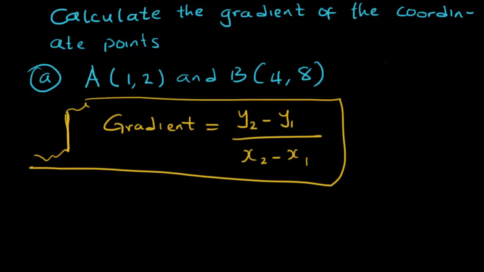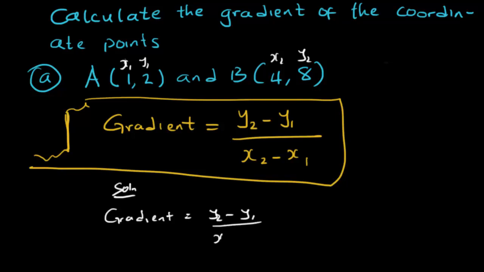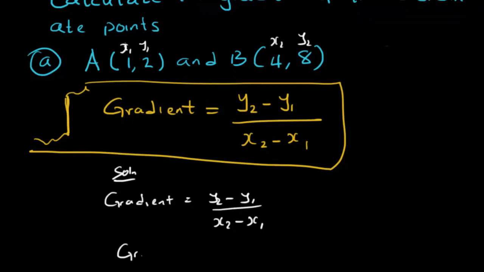Now, having said this, let's calculate the gradient of these points. The first thing you want to do is to label the coordinate points x and y. So we have x1, y1, x2, y2. So our solution: gradient equals y2 minus y1 over x2 minus x1.